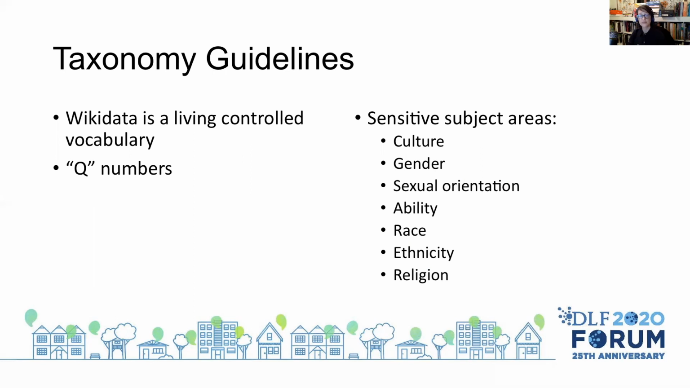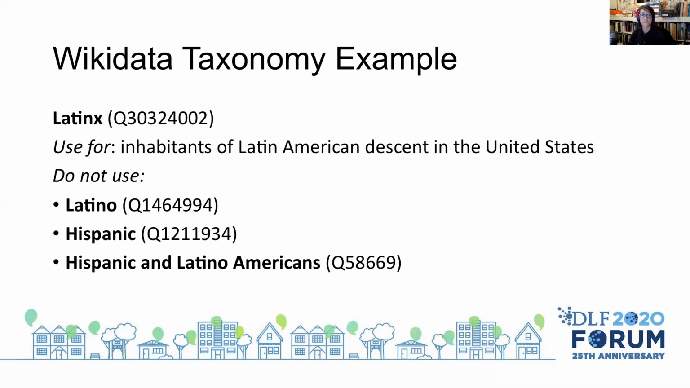In determining preferred terms, I used Curationist's internal content guidelines, but also resources like the Conscious Style Guide, which provides language guidelines for journalists around sensitive topics. So here's an example of an entry in the guidelines for the term Latinx, which is a preferred term. As you can see, Wikidata includes several other terms with overlapping meanings: Latino, Hispanic and Latino Americans.